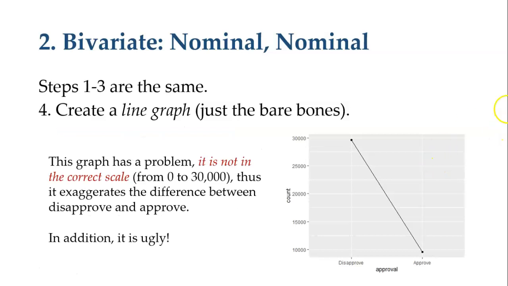Okay, this is the first version of your line graph. It's very ugly, and more than ugly, it has a problem. The problem is that you can see here in the y-axis, you have a different scale. You have a scale from 10,000 to 30,000. So what you are doing here is distorting the scale of the graph. And the difference between the people who disapprove of Trump and support Medicare seems larger in comparison with the group that approves of Trump and supports Medicare than it really is.